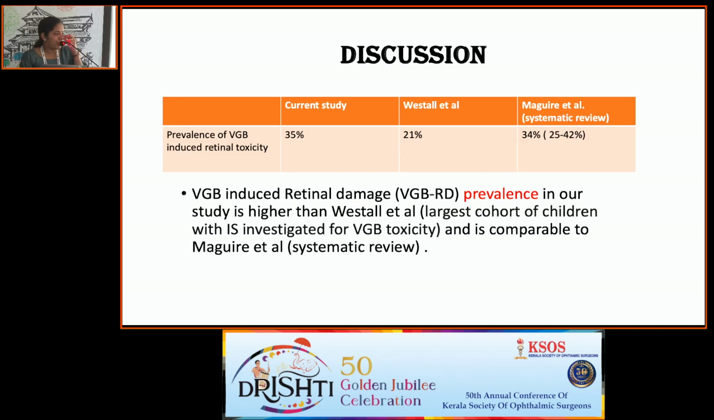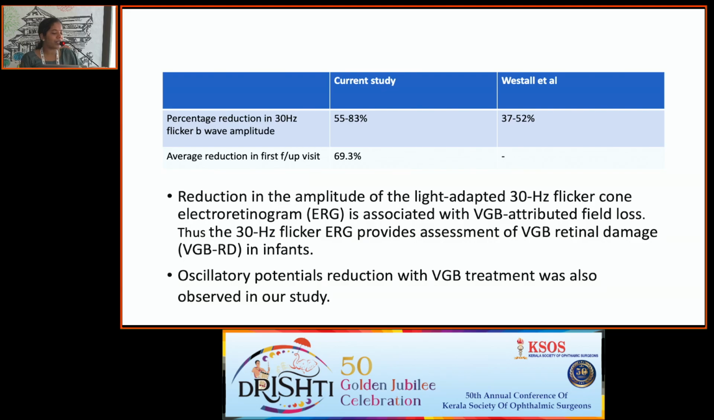Coming to the discussion, the prevalence of vigabatrin-induced retinal toxicity in our study group was 35%, which is higher than that of Westall et al., which was 21%, the largest cohort of children with infantile spasms investigated for vigabatrin-induced retinal toxicity, and it is compared to Magyar et al., which is a systematic review. Our study showed a percentage reduction ranging from 55 to 83% in B wave amplitude, which was 37 to 52% in Westall et al.